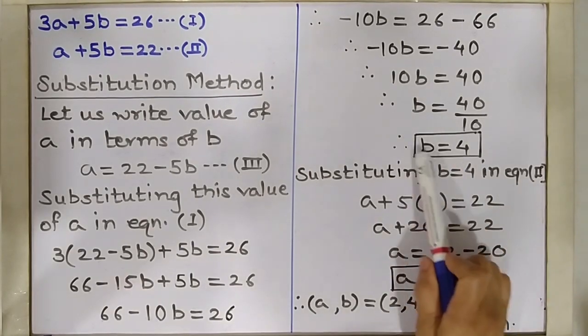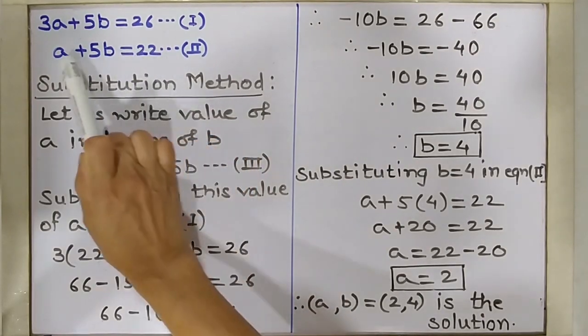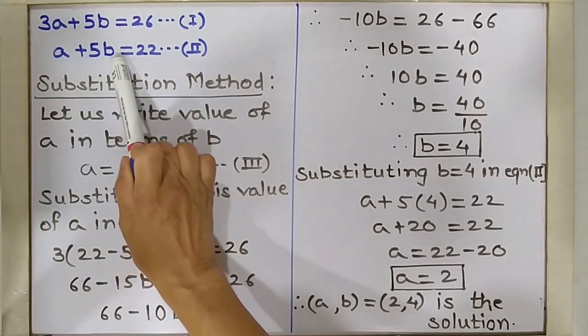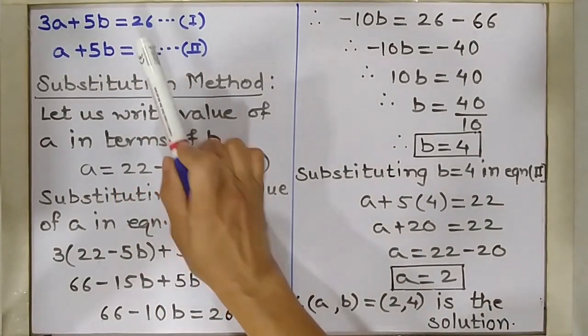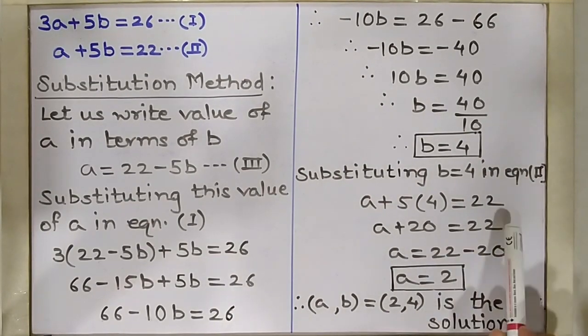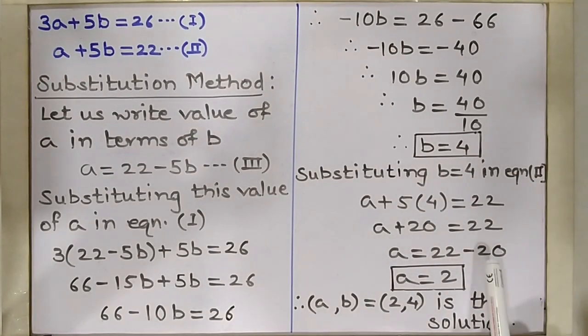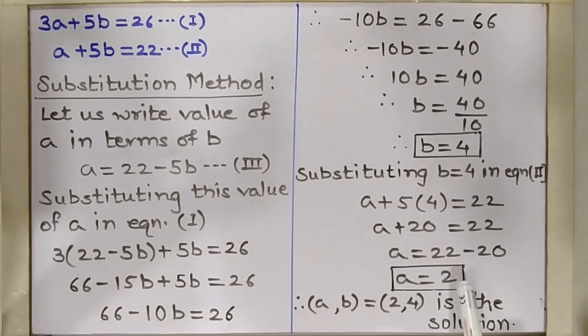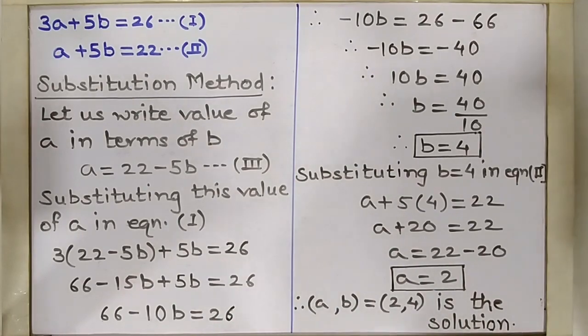I'll substitute this value of b in any of the equations. Here I am using equation 2. a plus 5 into b, instead of b I'll write 4. a plus 5 into 4 is equal to 22. So a plus 5 fours are 20 is equal to 22. a is equal to 22, plus 20 will shift to the other side and become minus 20. 22 minus 20 is 2. a becomes 2. Hence the solution is (a, b) is equal to (2, 4). This is the answer. This is the solution.